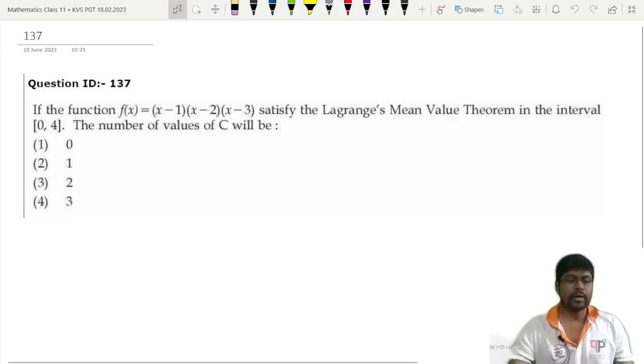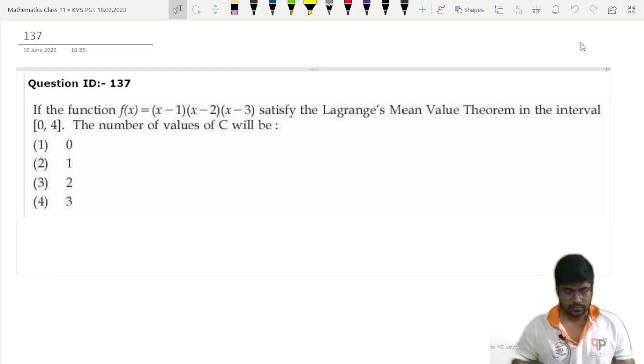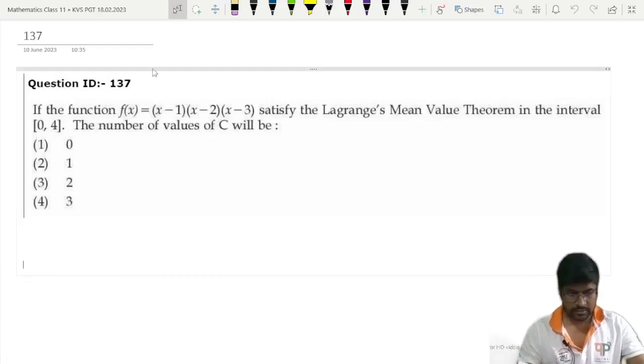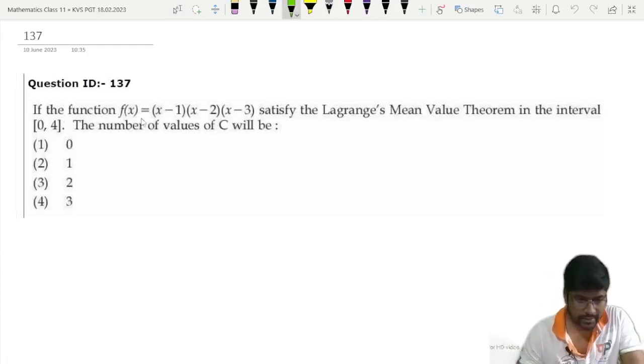Now come to question number 137. Let's see what they are asking here. If the function f(x) is equal to (x minus 1)(x minus 2)(x minus 3) satisfies Lagrange's mean value theorem in the interval 0, 4, the number of values of c will be what? How many c we will get? That we have to find.